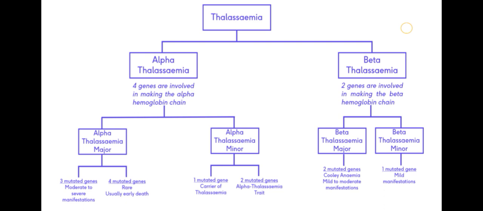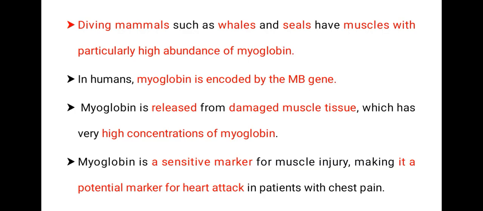High concentration of myoglobin in muscle cells allows organisms to hold their breath for a longer period of time. Diving mammals such as whales and seals have muscles with particularly high abundance of myoglobin. In humans, myoglobin is encoded by the MB gene. Myoglobin is released from damaged muscle tissue, which has very high concentrations of myoglobin. Myoglobin is a sensitive marker for muscle injury, making it a potential marker for heart attack in patients with chest pain.